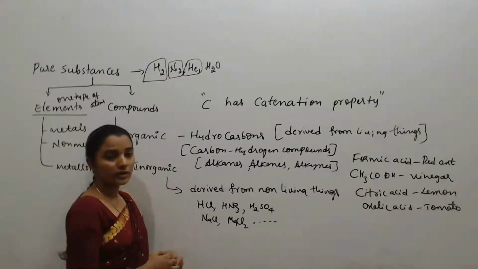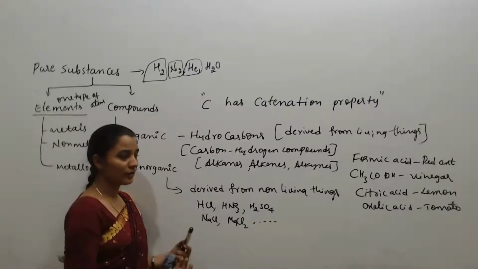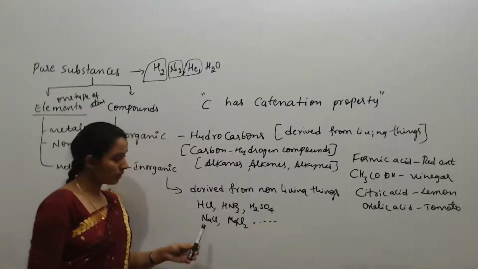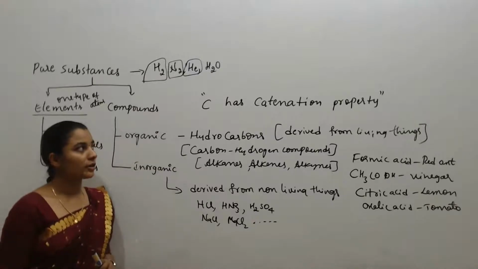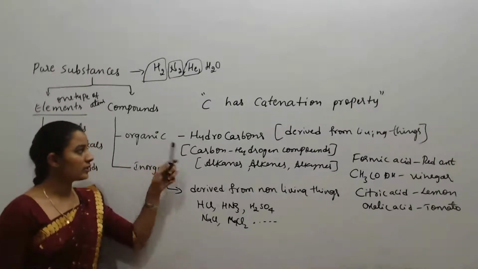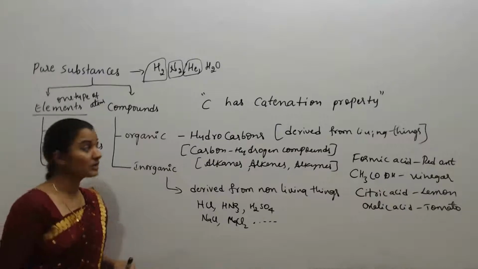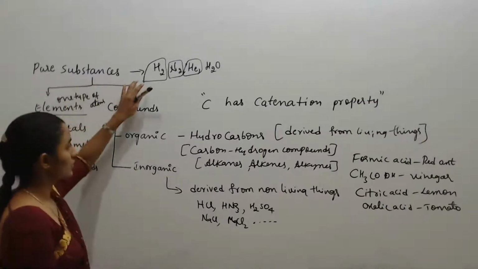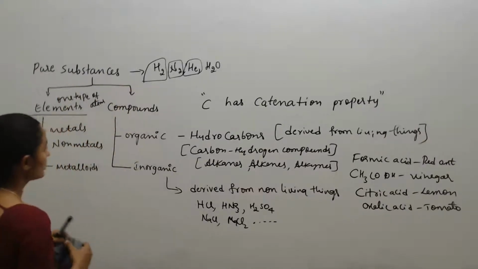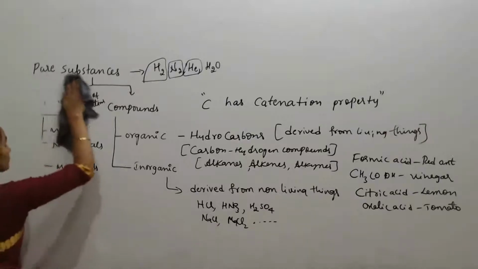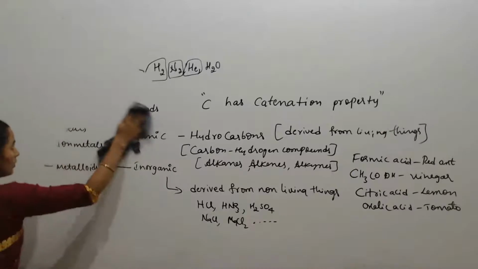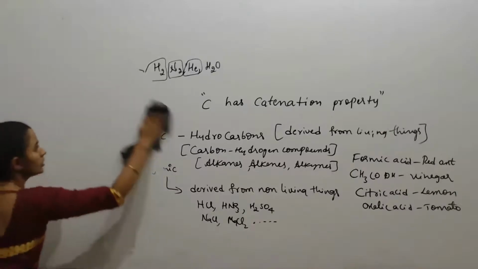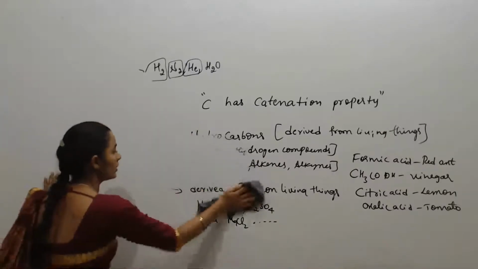Okay, so here students, these are available from seawater. You know the seawater is a non-living thing. It is never affected by anything. Okay. So these are derived from the non-living things and they are called inorganic compounds. And these are organic compounds. So this is all about what? Pure substances. Okay. So the next one is Dalton's atomic theory.